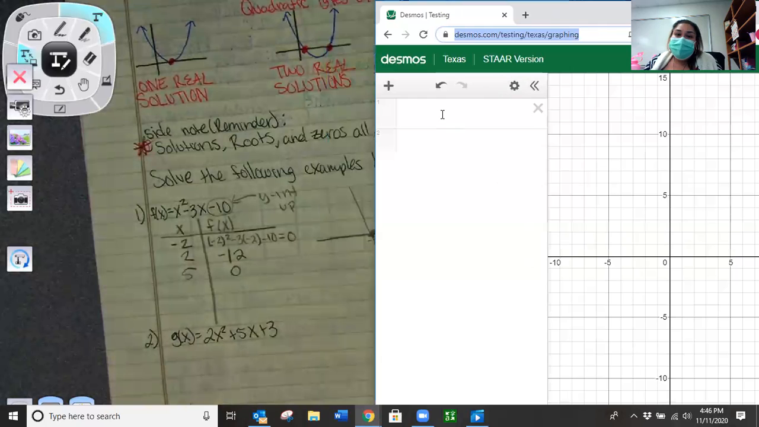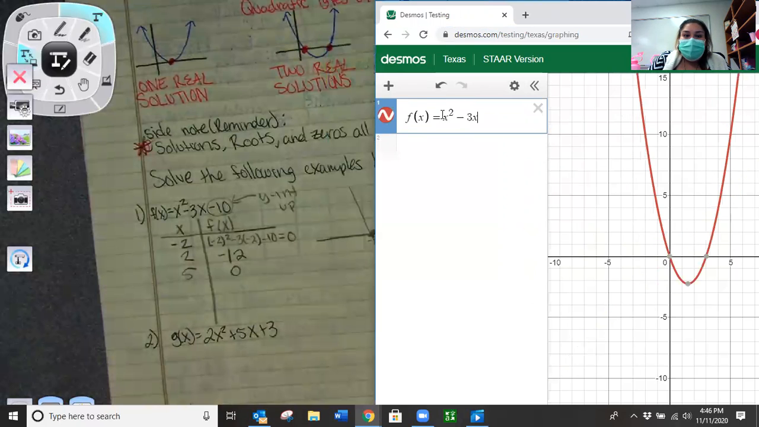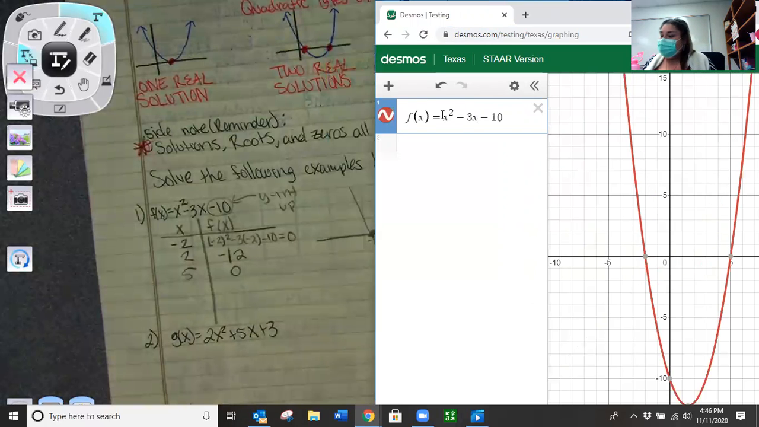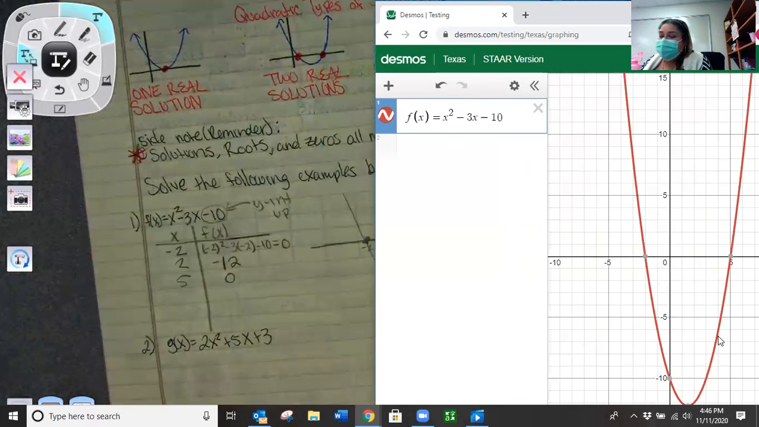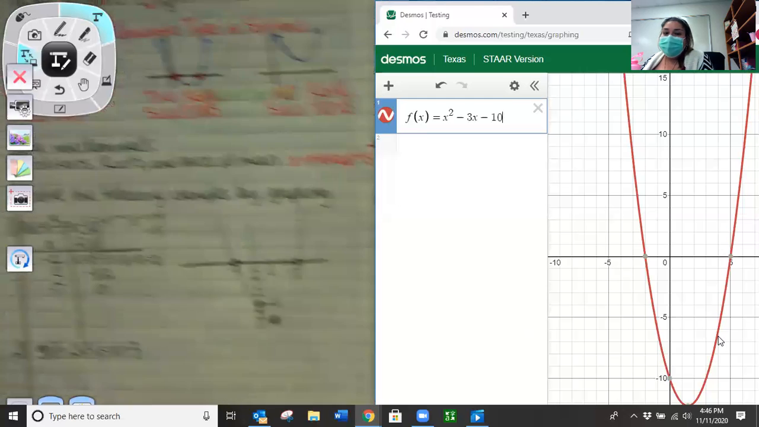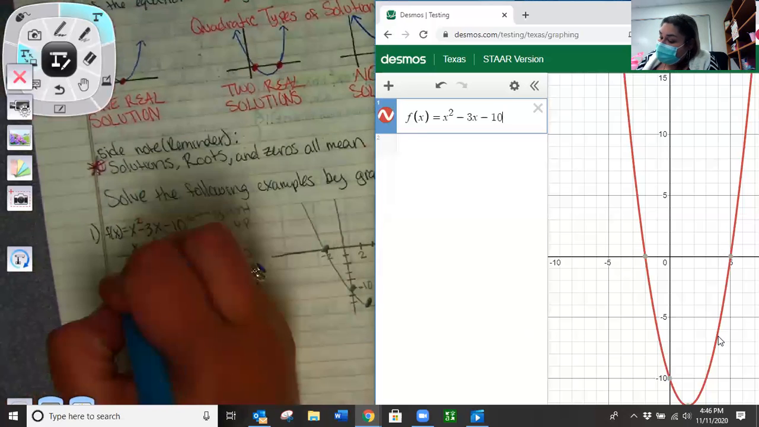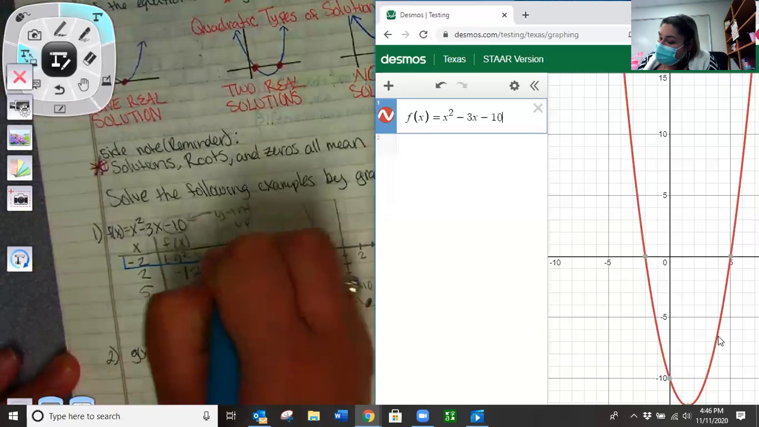Okay, so we're going to graph this. f of x equals x squared minus 3x minus 10. Ta-da! And you can see it looks pretty similar to what I drew. What do y'all think? Not too shabby, right? Anyway, so remember, the whole purpose is that we're trying to find the zeros of the function, which I happened to find, right, when I was working this out.